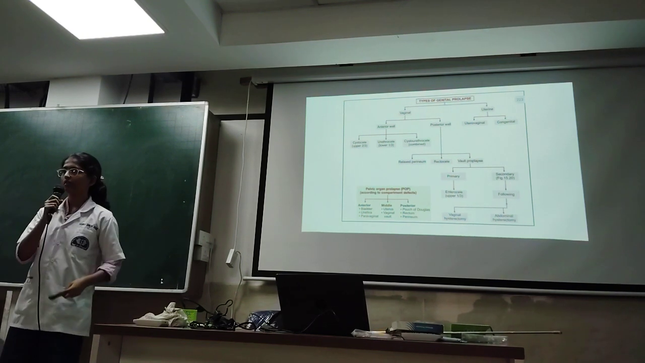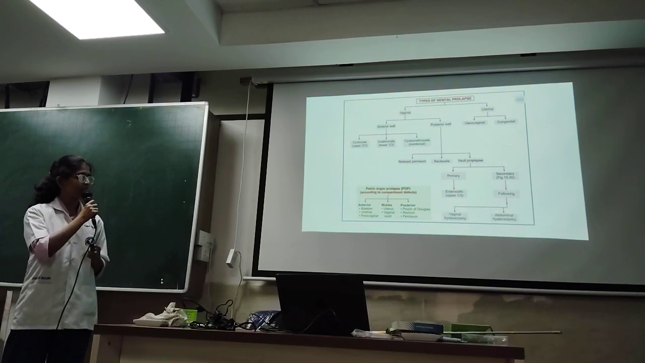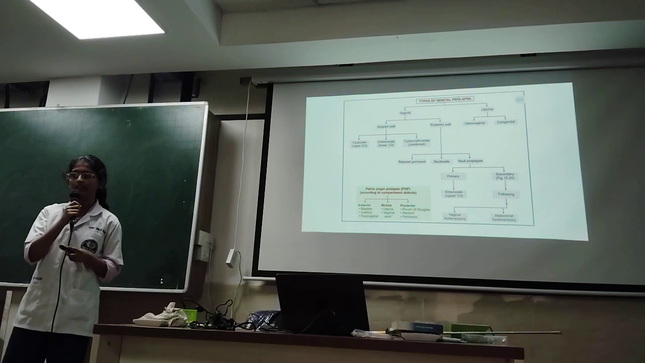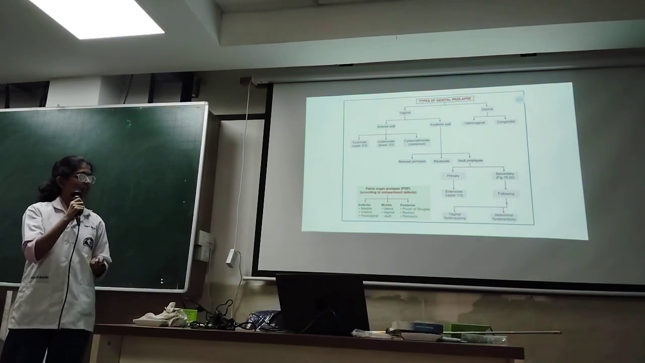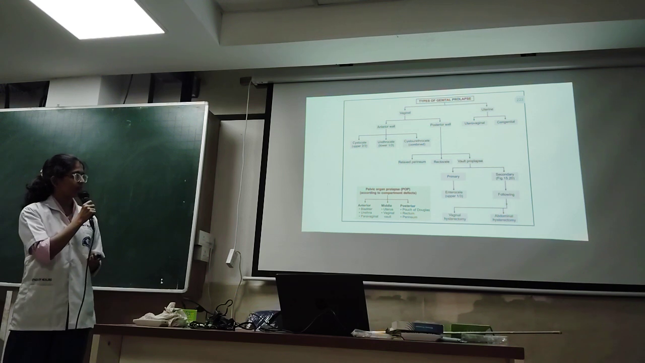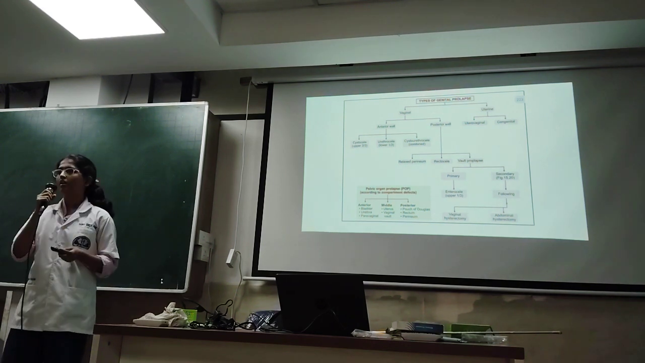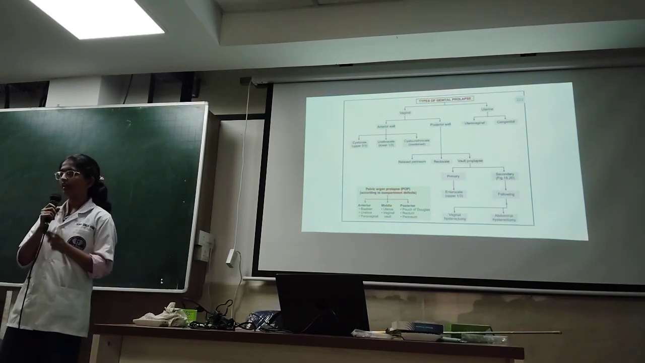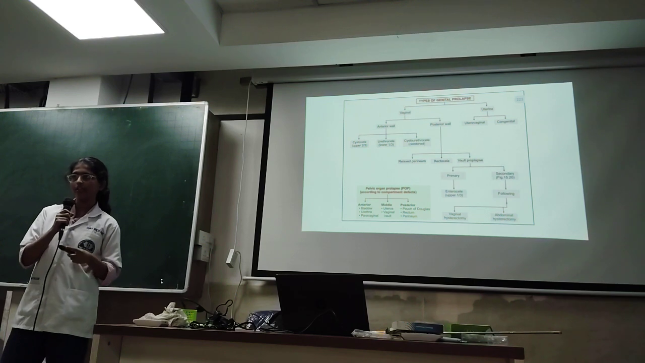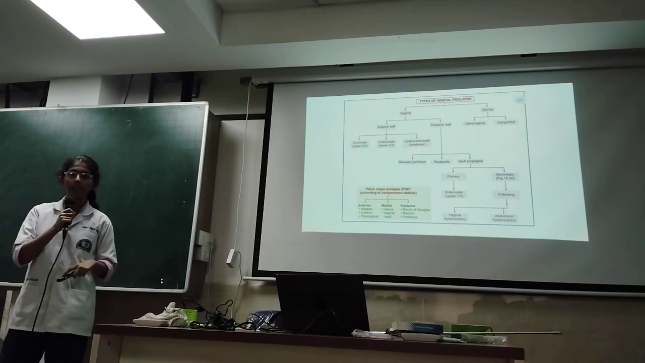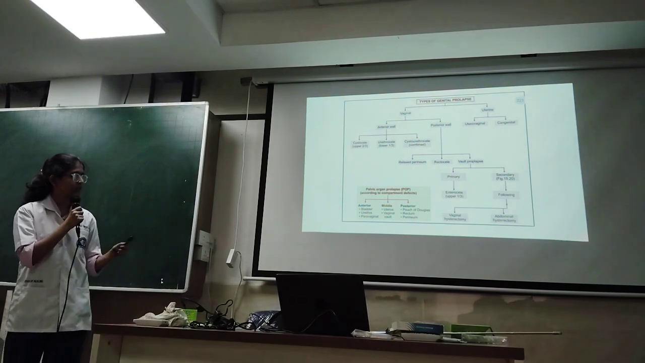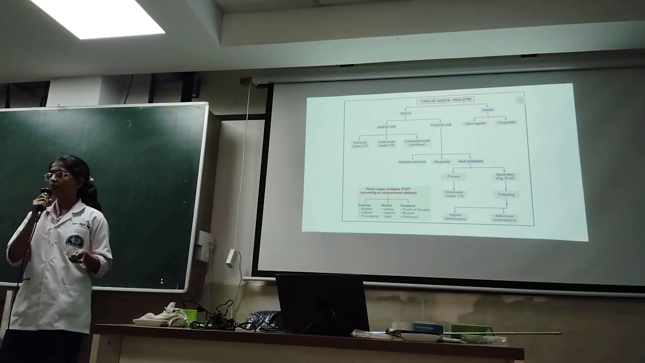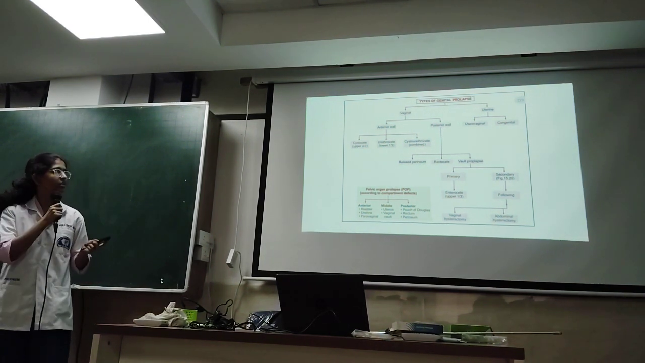Then vault prolapse. There are two types of vault prolapse: primary and secondary. The primary one includes the enterocele, where there is herniation of the pouch of Douglas containing the omentum and the small bowels into the posterior vaginal wall. And the secondary prolapse is due to vaginal hysterectomy and abdominal hysterectomy.